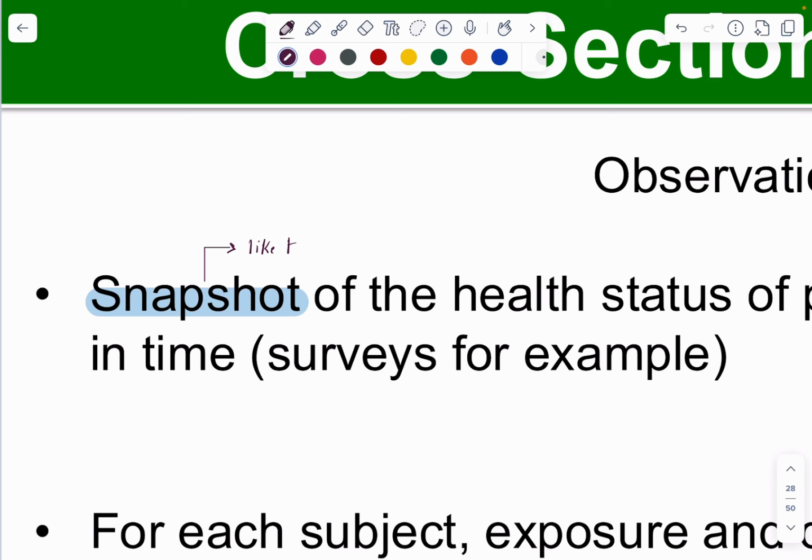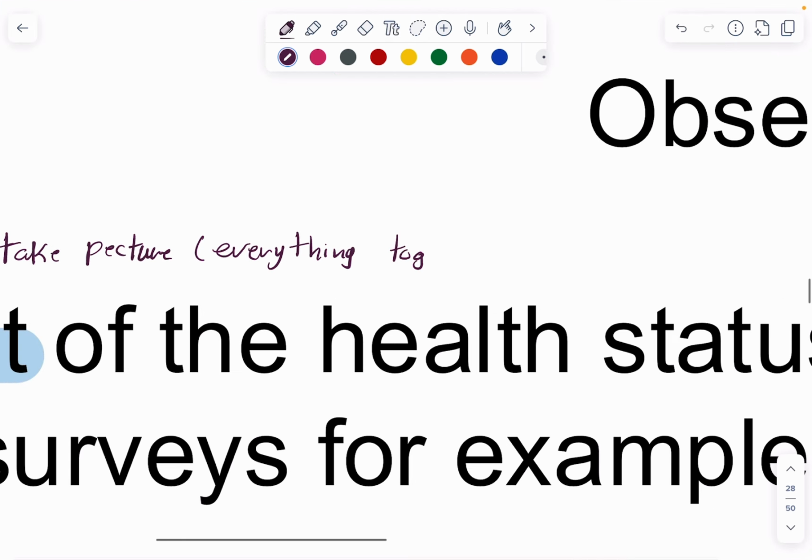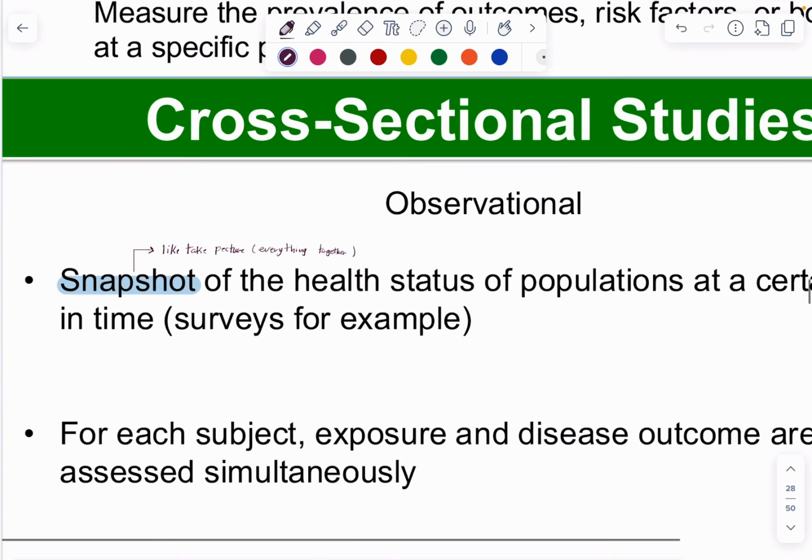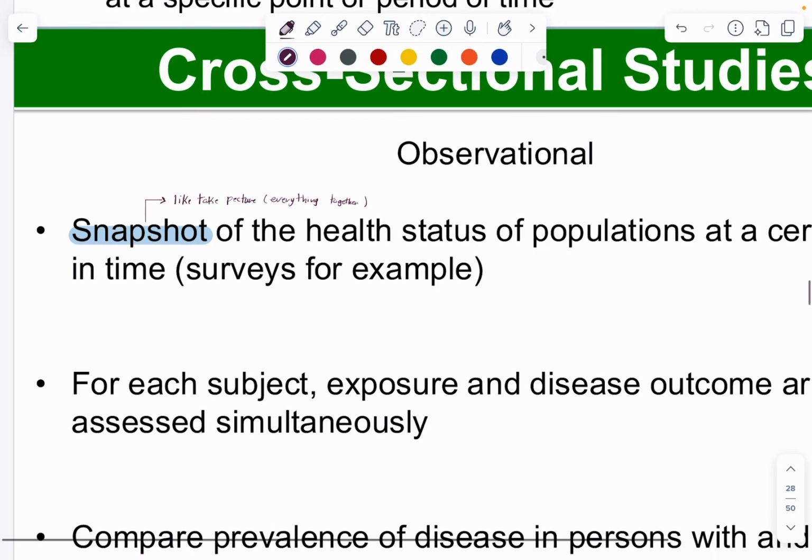So the snapshot studies, or the cross-sectional studies, or prevalence studies, are the same thing. Okay, if you find the words prevalence study, a prevalence study is always cross-sectional. Third thing is, if you find a snapshot study, it is always a cross-sectional study. Okay. For each subject, exposure and disease outcome are assessed simultaneously. Compare the prevalence in the persons with and without exposure. Okay. Now here I'll give you the example.